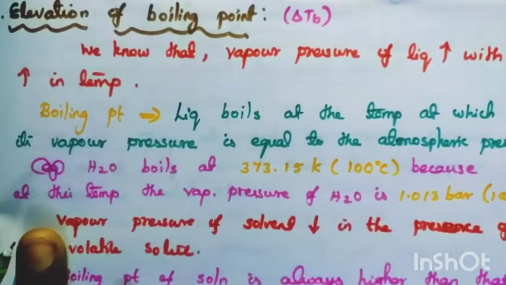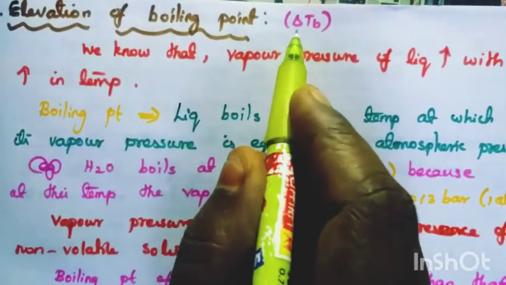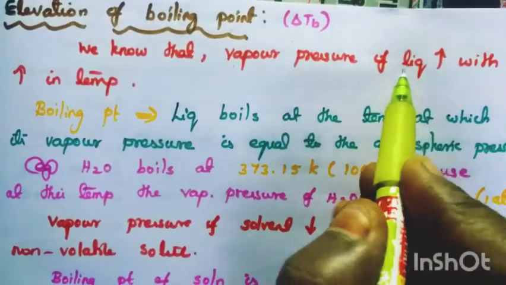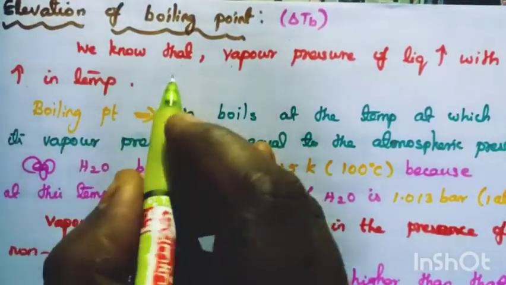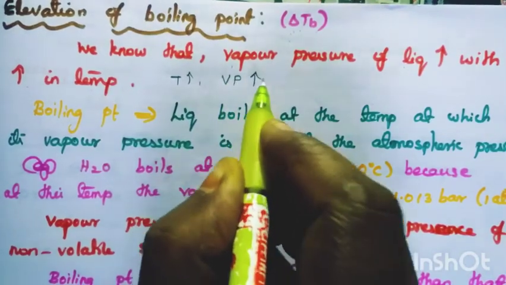Next one is elevation of boiling point. That is the increase in the boiling point. It is represented by the symbol delta Tb. Here also we know the vapor pressure of a liquid increases with increase in temperature. That is, temperature increases means vapor pressure also increases.